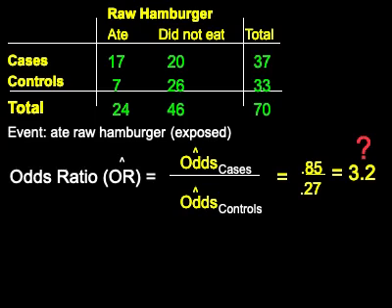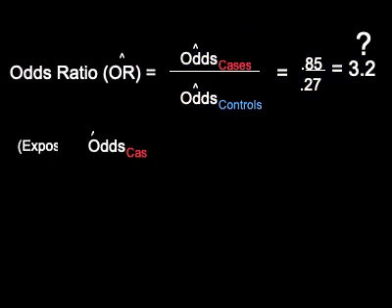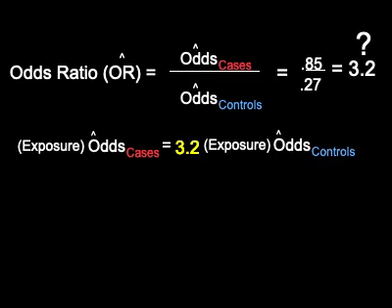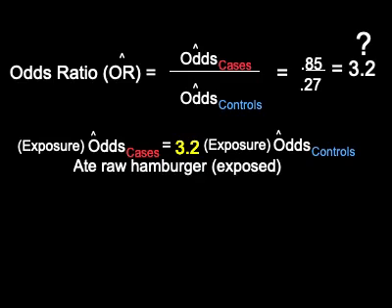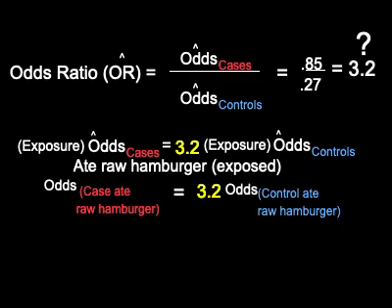How do we interpret this odds ratio estimate? One interpretation is that the exposure odds for cases is about 3.2 times the exposure odds for controls. Since those who ate raw hamburger are the exposed subjects, the odds that a case ate raw hamburger appear to be about 3.2 times the odds that a control subject ate raw hamburger.